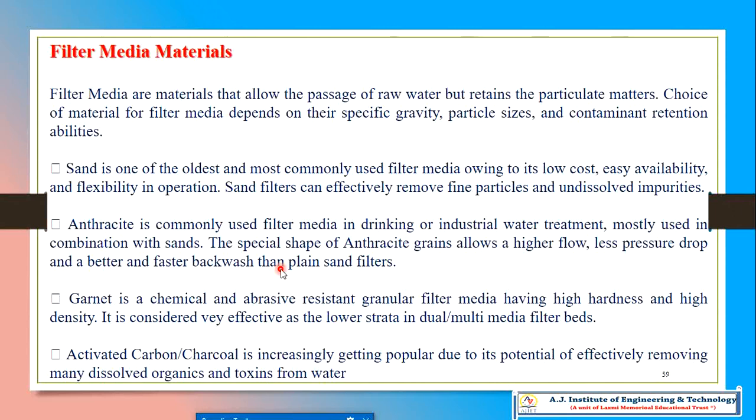Anthracite is a commonly used filter media. See, anthracite is one of the commonly used filter media in drinking water or industrial water treatment, mostly used in combination with the sand. The special shape of the anthracite grains allows higher flow, less pressure drop. So another one is granite, a chemical and abrasive resistant granular filter material having high hardness and high density. It is considered as a very effective lower strata filter media.